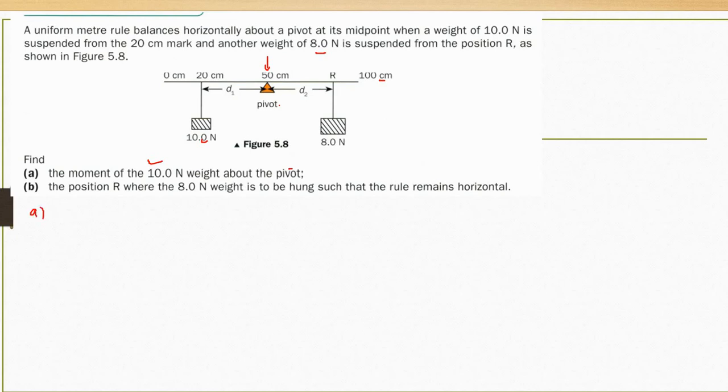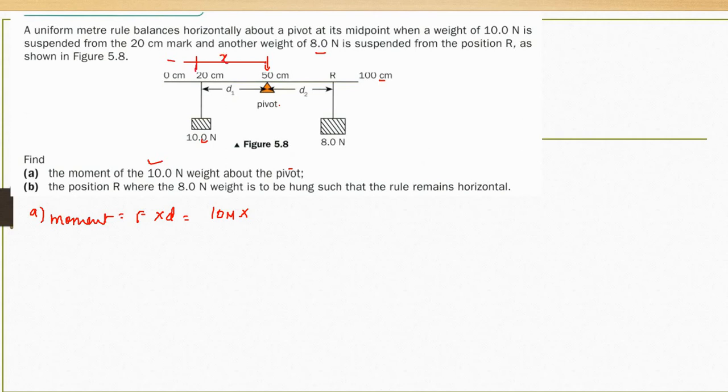So what is the formula of moment? Moment is equal to force into perpendicular distance. How much force? 10 Newton. What is the distance of pivot and this point? As you can see, this is the total 50, this is 20, so this will be your 30.